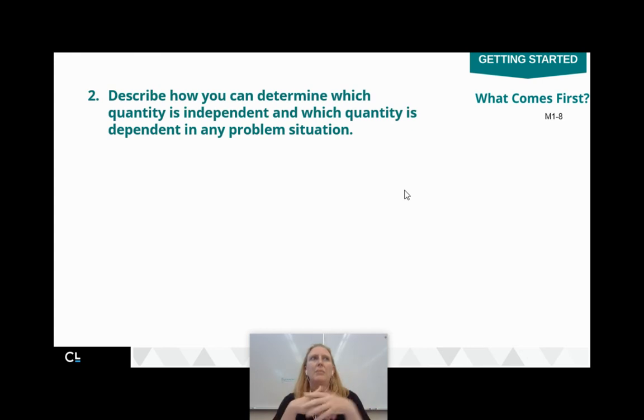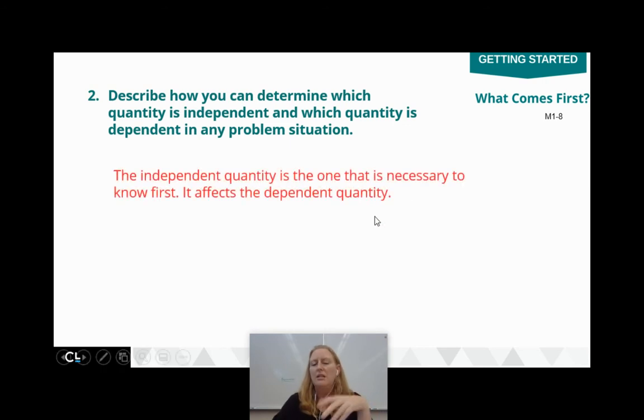So remember how I kept asking you what comes first, what comes first, what comes first? The independent quantity doesn't depend on anything else. It's going to do what it's going to do, but what you really want to think of is the independent quantity is the one that is necessary to know first. The independent quantity is the thing you want to know first. The dependent quantity depends on your independent quantity. So the independent quantity is the one that is necessary to know first because it affects the dependent quantity.